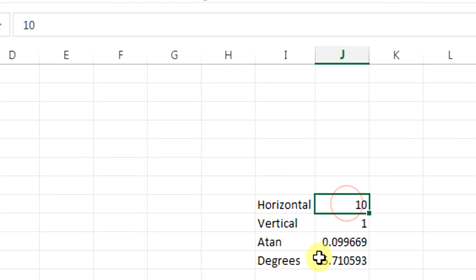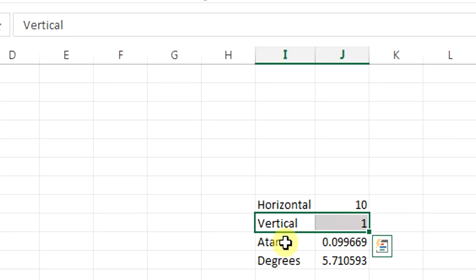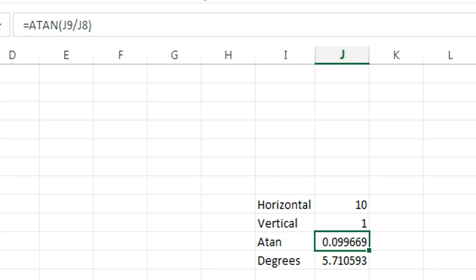Your horizontal is 10 units, your vertical is 1 unit. The ATAN command will give you the angle of inclination in radians. And to convert it into degrees, you have to use the DEGREES command. Let us see.